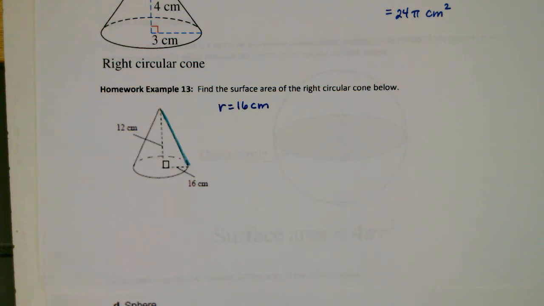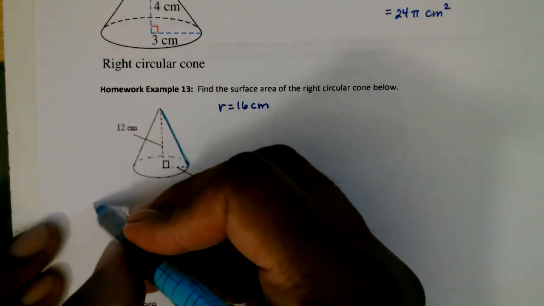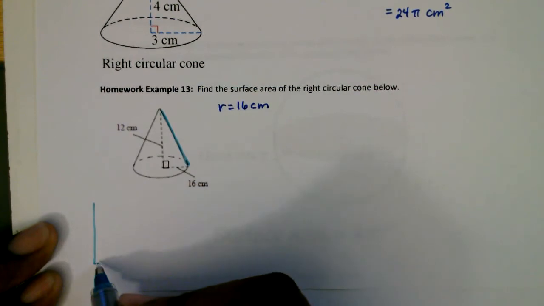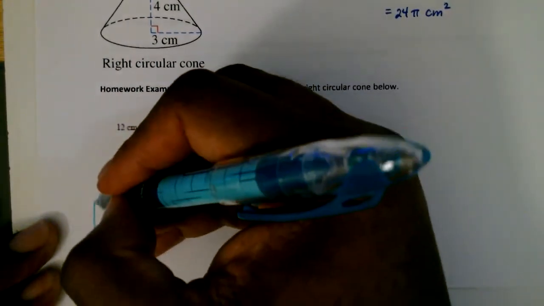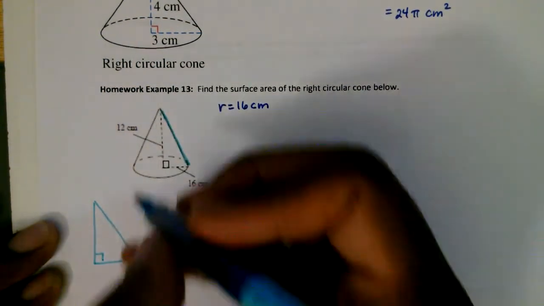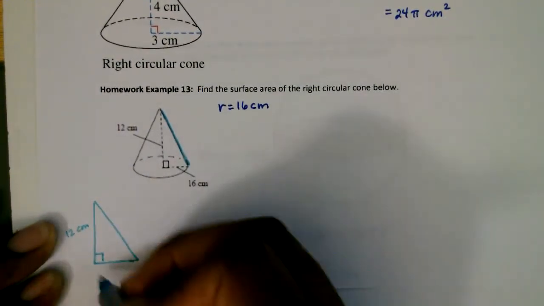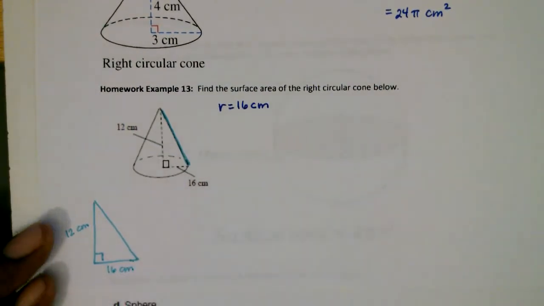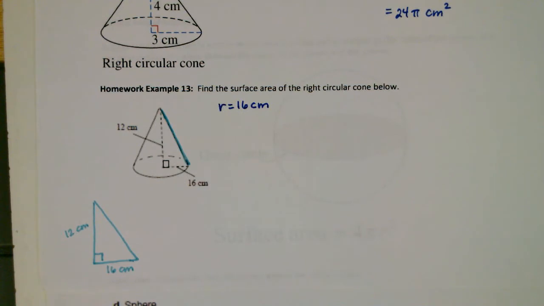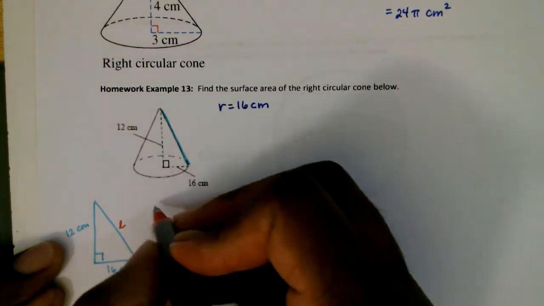I can use what they call the Pythagorean theorem, because if I take this part out like this, I have a right triangle. And I know this vertical height, that's 12 centimeters. And I know that radius is 16 centimeters. So what I'm going to use here is the Pythagorean theorem. And of course, the Pythagorean theorem is this. And that's my slant height that I'm trying to find.